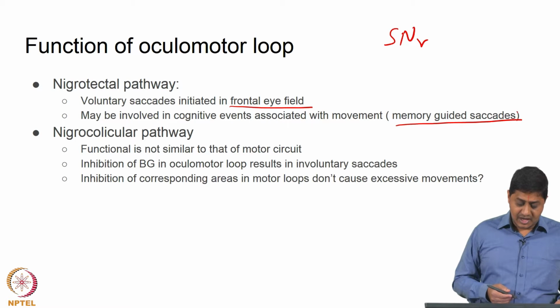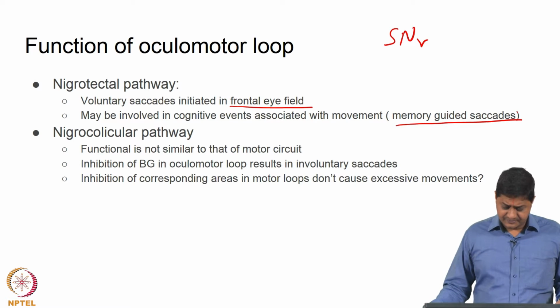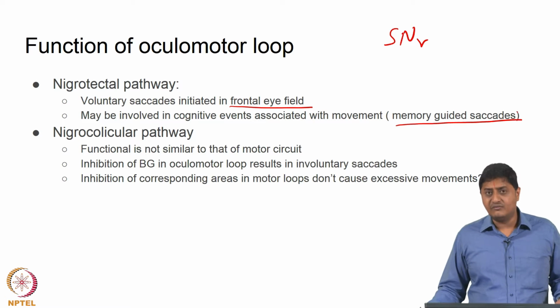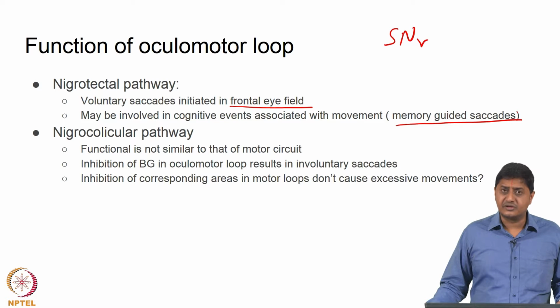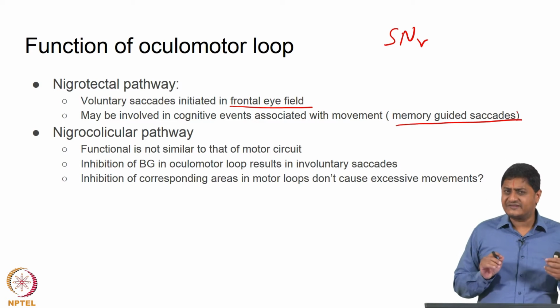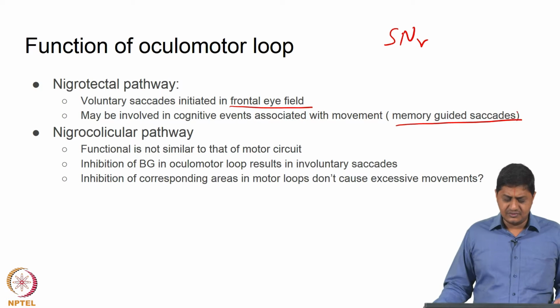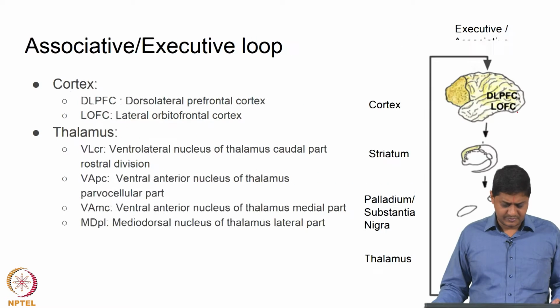Then the other pathway is the nigrocollicular pathway. Its function is not similar to that of the motor circuit. In this case, inhibition of the basal ganglia in the oculomotor loop results in involuntary circuits. So, somewhat different from the motor function. Inhibition of corresponding areas in the motor loop does not cause excessive movement. So, a slight difference in function, but not a complete difference. So, this is the oculomotor loop.